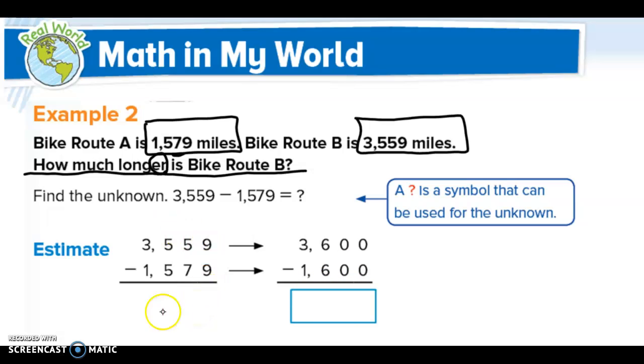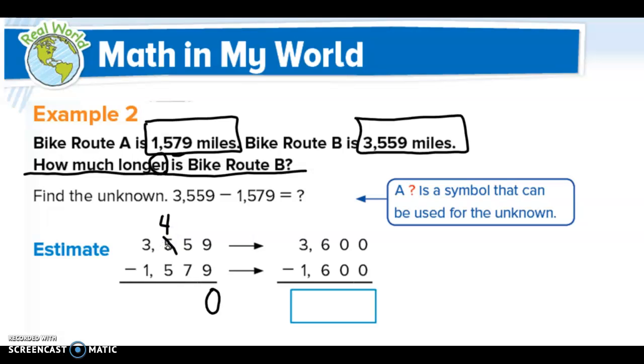So let's go ahead and solve this problem. 9 minus 9 is 0. We didn't even need to regroup. Now we go to our tens. We only have 5 tens, but it wants us to take away 7. If we only have 5, we cannot take away 7. So we're going to regroup one of our hundreds. We only take 1, so that leaves 4 hundreds left.